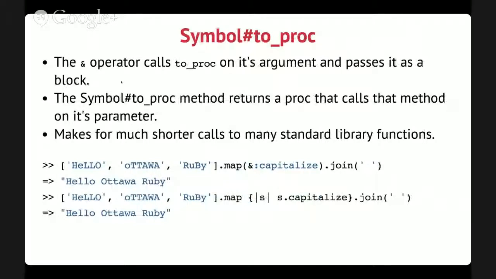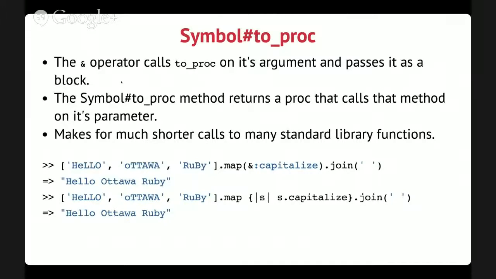So I'm just going to start off with a taste of what you can expect from this presentation. This is one of my favorite methods. It's underutilized, it's not that well known, but it's very useful. What it does is take advantage of the fact that the ampersand operator in Ruby calls to_proc on its argument, and then passes that as a block to the thing you're passing it to, and then you can use that as a short syntax. For example, here we're using it to capitalize all the elements in an array with just a symbol, compared to this, which is the longer version of doing it.